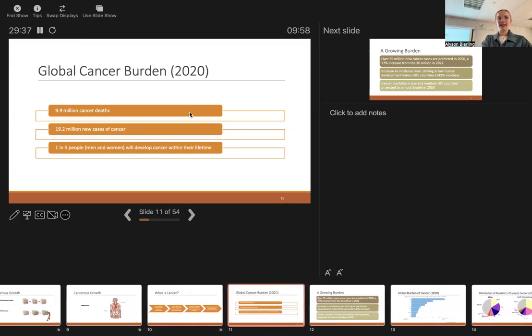Now we're going to move on to talking about the global cancer burden. These are statistics from 2020, so about 5 years ago now. In that year, there were almost 10 million cancer deaths worldwide, and almost 20 million new cases of cancer diagnosed. And during that time period in 2020, 1 in 5 people, both men and women, would develop cancer within their lifetime.